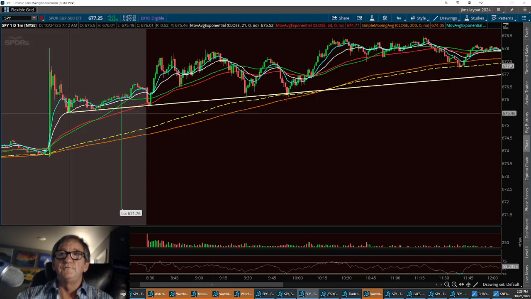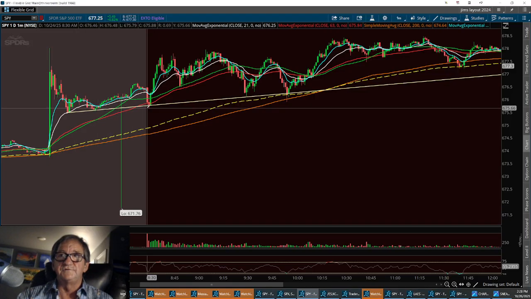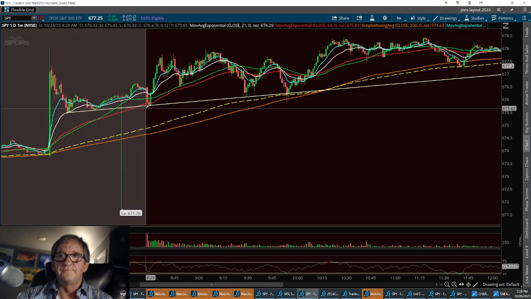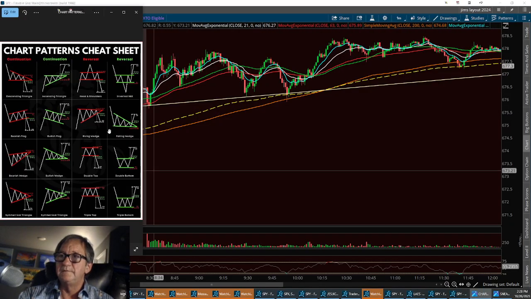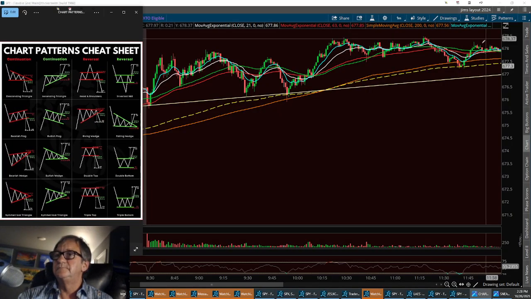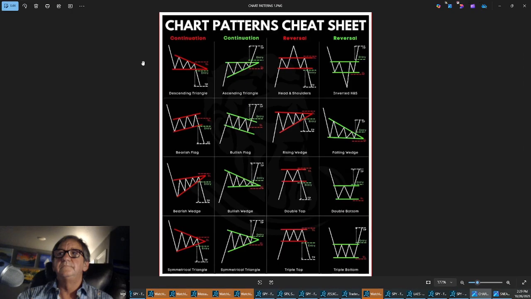But every time we came down and hit that support, there's a triple bottom right at open. 1, 2, 3. I go back to that chart pattern. Triple bottom is a bullish indicator to the upside. So it came down and had a triple bottom right there. Learn these patterns.